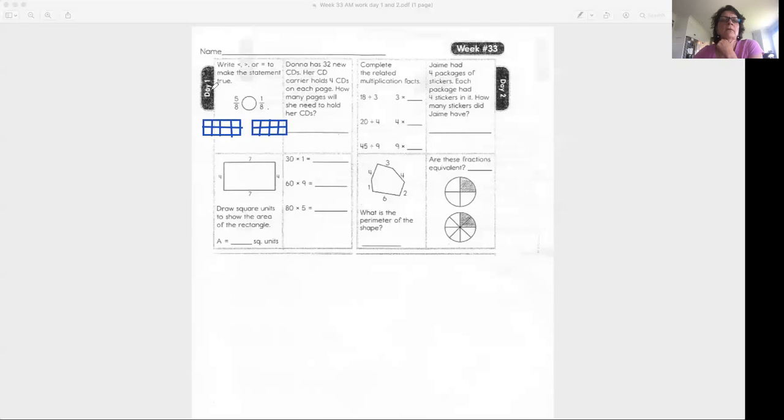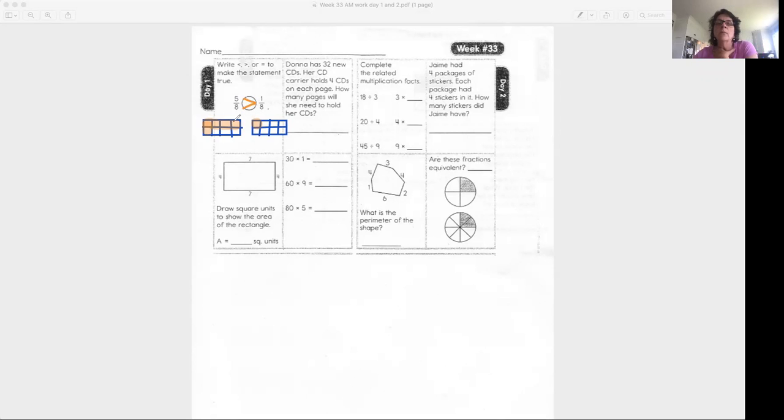In the first one, I'm going to shade 5/8. So 1, 2, 3, 4, 5. In the second one, I'll just shade 1/8. And now I can easily compare those. 5/8, if you look at the shaded part of that rectangle, is much greater than 1/8. So I can write my answer. Here 5/8 is greater than 1/8.